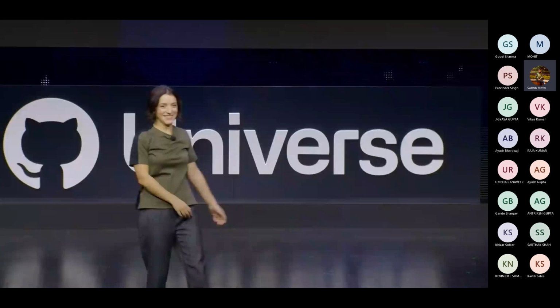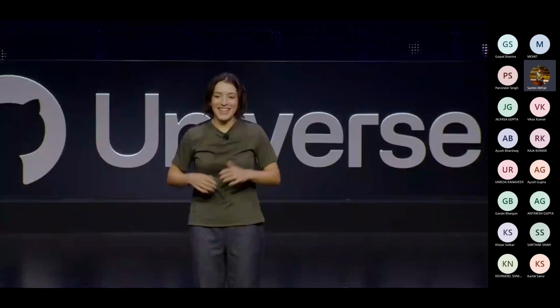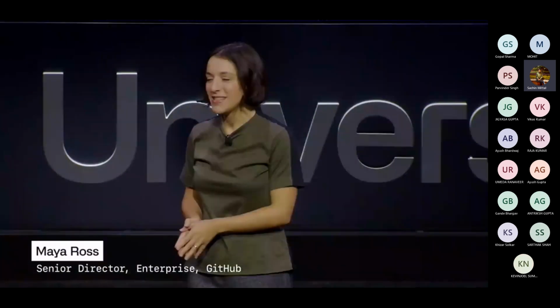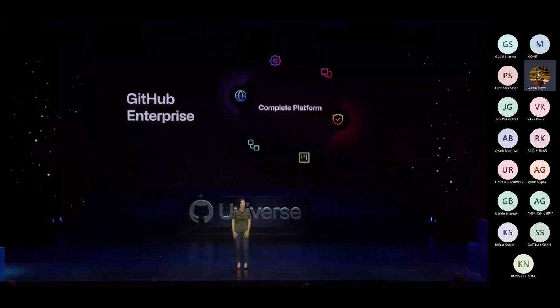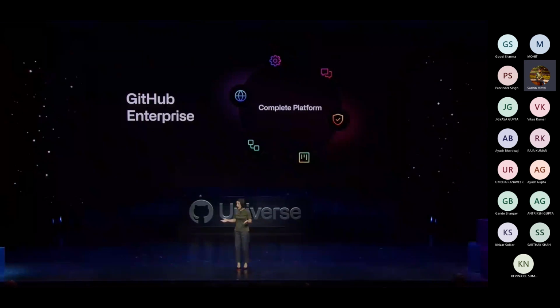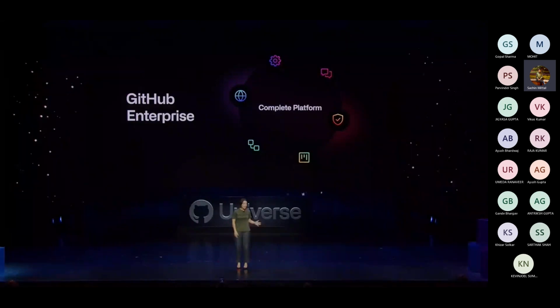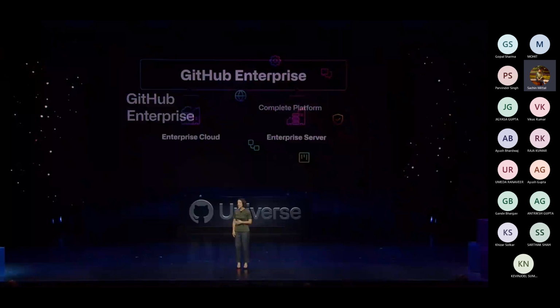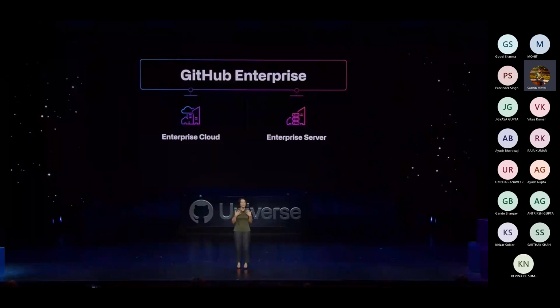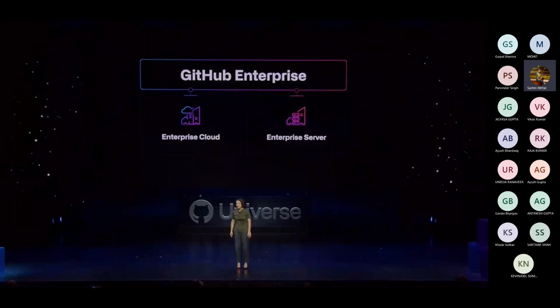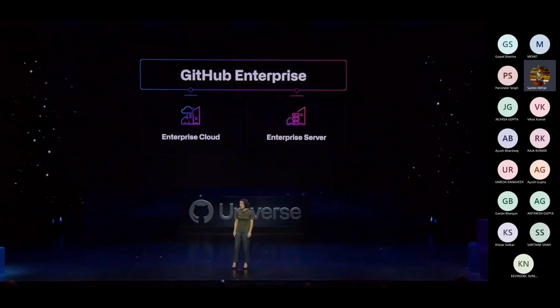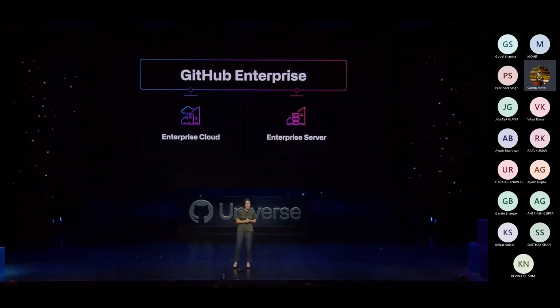GitHub Enterprise brings all of these features, like Actions, Codespaces, advanced security, and issues, into that complete developer platform, backed by the security, auditability, and compliance features that companies need, with that developer experience that you already know and love. You can self-host it with GitHub Enterprise Server, or increasingly have us take care of that for you with GitHub Enterprise Cloud.